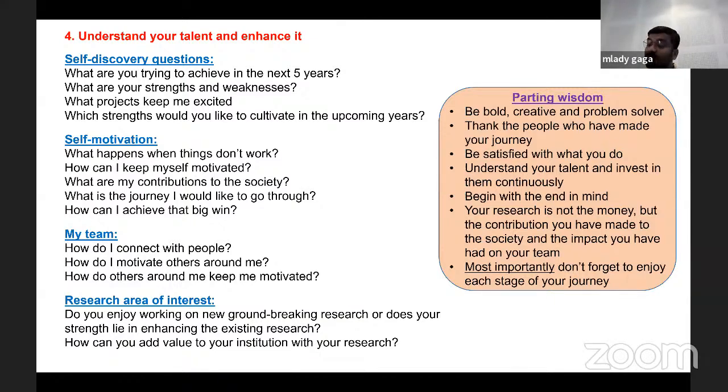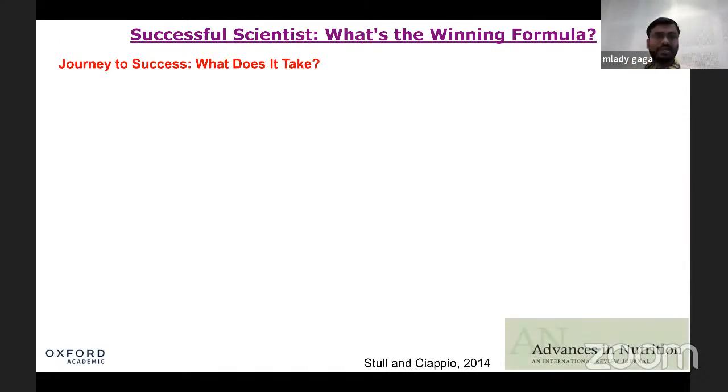Your research is not money. I always said, research is not money. It's your interest. If you consider the money, it will not work. Most importantly, don't forget to enjoy each stage of your journey. If you enjoy, then you can sustain. Otherwise, you will not be able to sustain. So this is the winning formula for this.